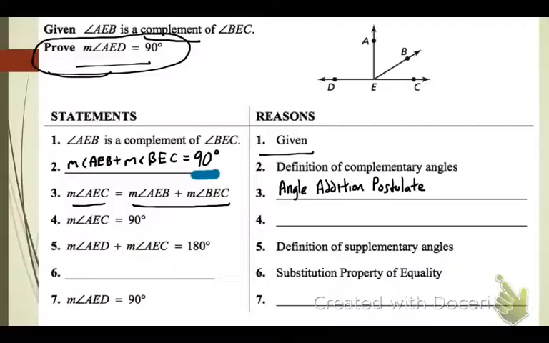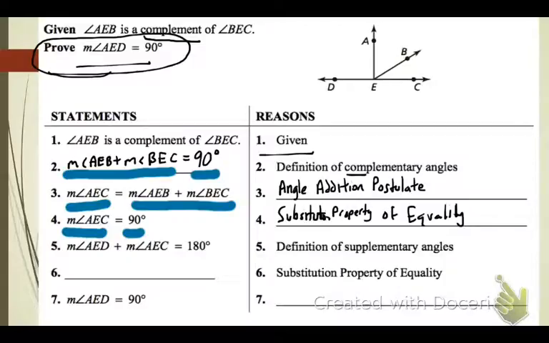Also, I've noticed that I forgot to write what number 2 is equal to. We said the measure of angle AEB plus the measure of angle BEC is equal to 90. That's our definition of complementary angles. So you'll notice that step 2 and 3 both have the measure of angle AEB plus the measure of angle BEC in the statements, which means we can use the transitive property to set these 2 parts equal to each other. The measure of angle AEC is equal to 90 degrees.